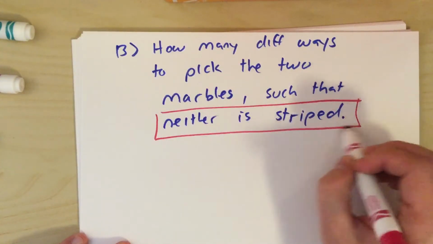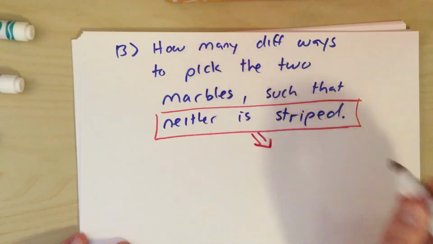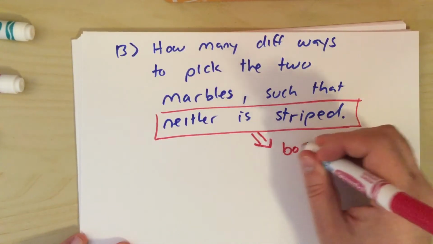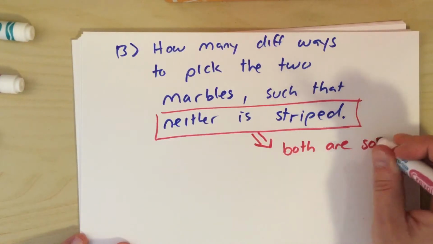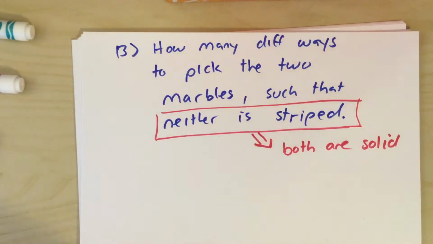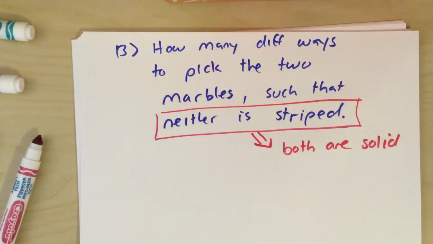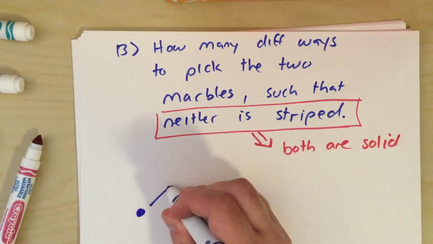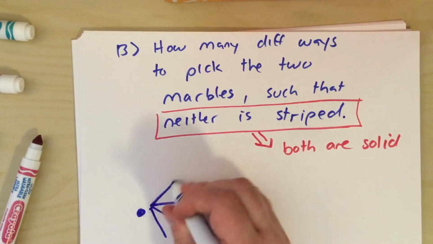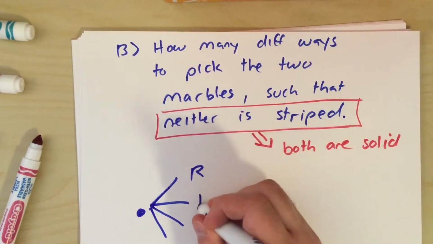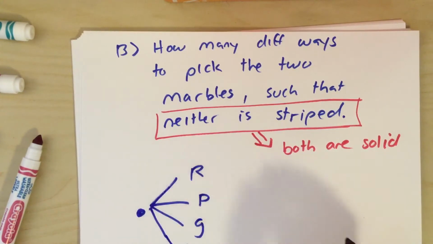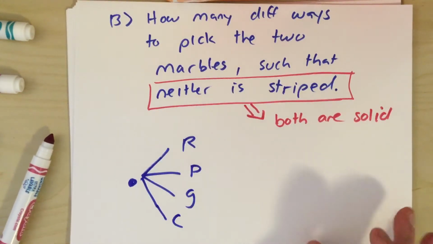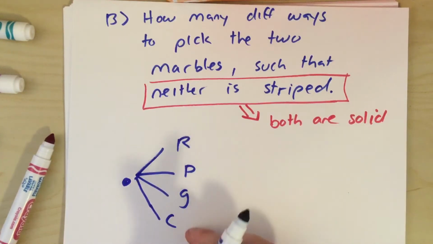Neither is striped could be worded in a different way. So another way of wording neither is striped, we could have said such that both are solid. So in order for neither to be striped, both of them have to be solid. And these two mean the exact same thing. I was going to draw a tree diagram. It starts with a dot. And so both of them have to be solid. So my first option, I'm going to have red, pink, green, or cyan.